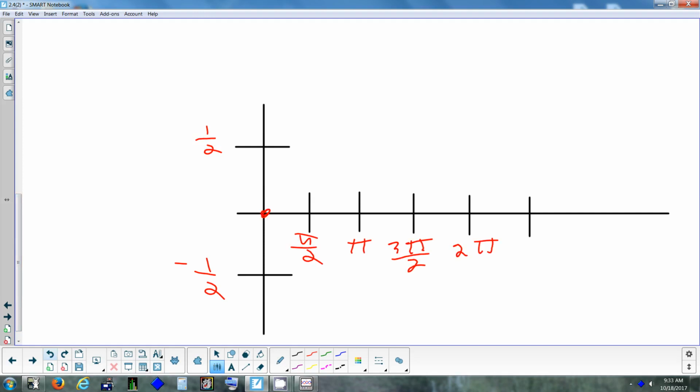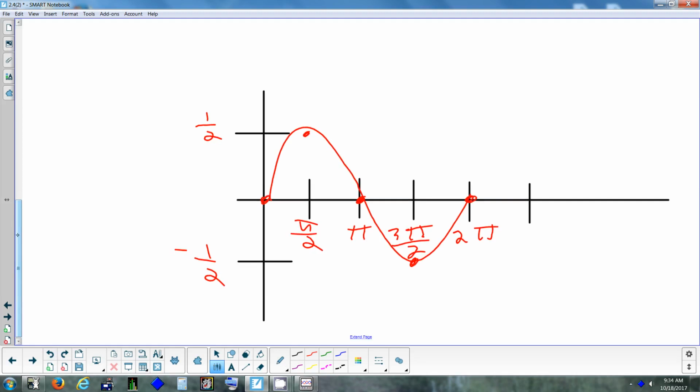So we're at 0, 1, 0, negative 1, back to 0. How about Faith? What's the amplitude of that graph? Exactly, 1/2. Any questions on that?